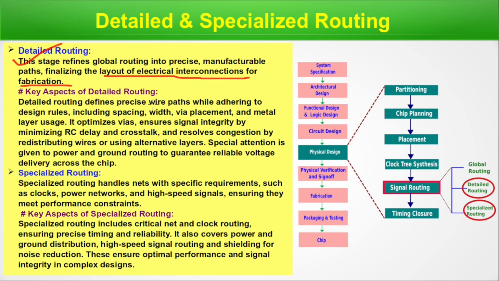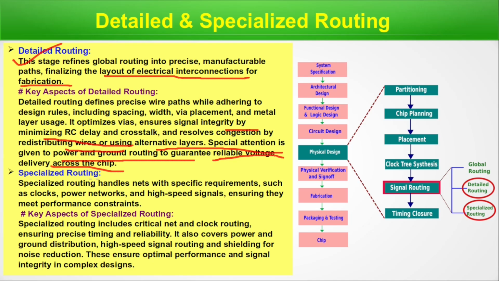Key aspects of detailed routing. Detailed routing defines precise wire paths while adhering to design rules, including spacing, width, via placement, and metal layer usage. It optimizes vias, ensuring signal integrity by minimizing RC delay and crosstalk, and resolves congestion by redistributing wires or using alternative layers. Special attention is given to power and ground routing to guarantee reliable voltage delivery across the chip. These are the key aspects.